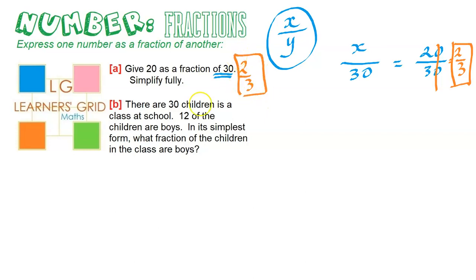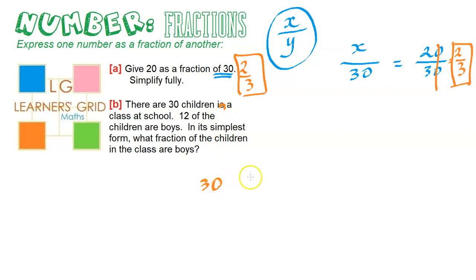And the second one: there are 30 children in a class at school. 12 of the children are boys. In its simplest form, what fraction of the children in the class are boys? Okay, so let's have a look at that. There are 30 children in the class at school. Cool. So that's one number we've got.